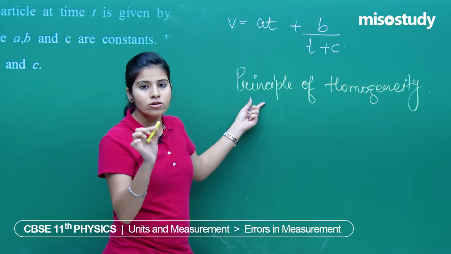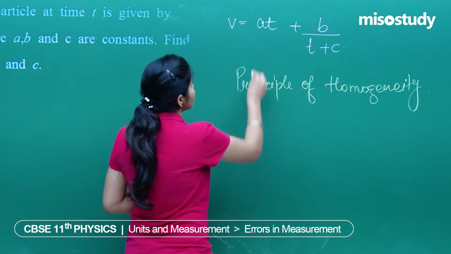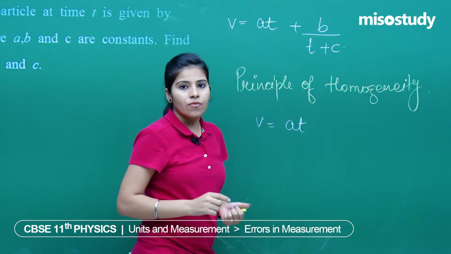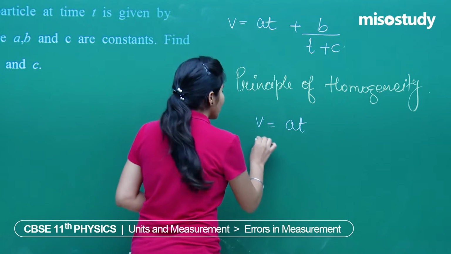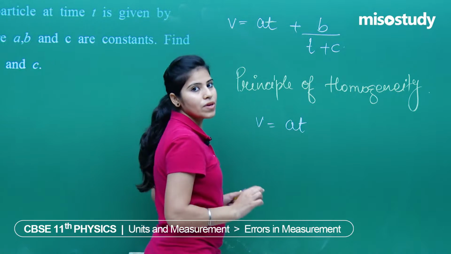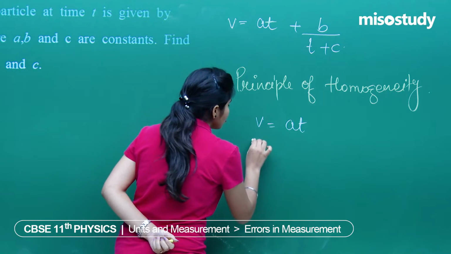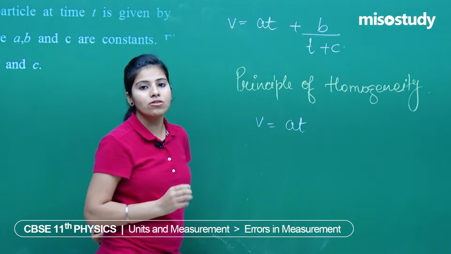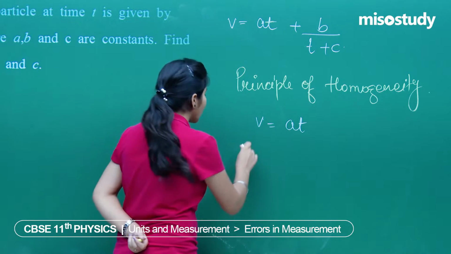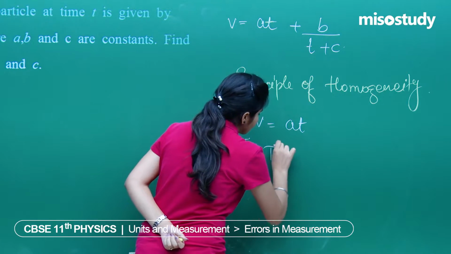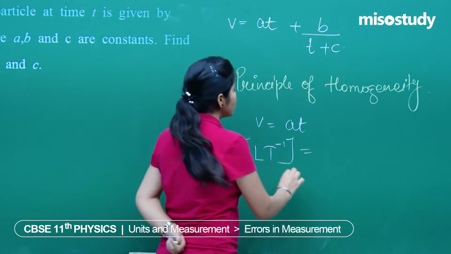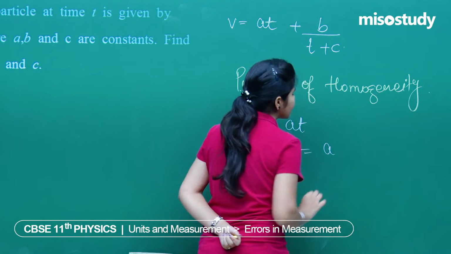According to that principle, we can say that v equals at. That means I am talking about the dimension of v equals at. So the dimension of v is velocity. So what is the dimension of velocity? We have learnt about that. It is L t minus 1 equals a into t. A is written as such.